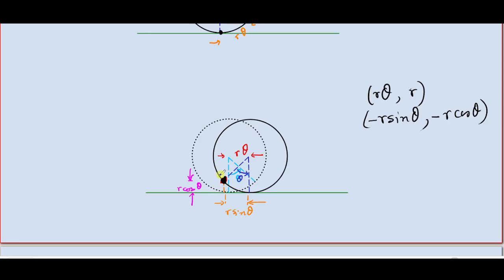So what are the coordinates of this point with respect to our original coordinate system, where the original point, which was touching the ground or the horizontal table, was 0, 0? The answer is simply r times (theta minus sine theta), r into (1 minus cosine theta). This path, which a point on the rim of a circle traces out as the circle rolls without slipping, is what is called a cycloid.